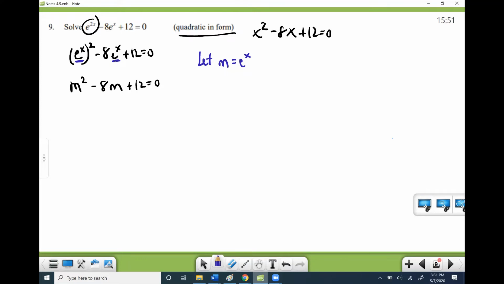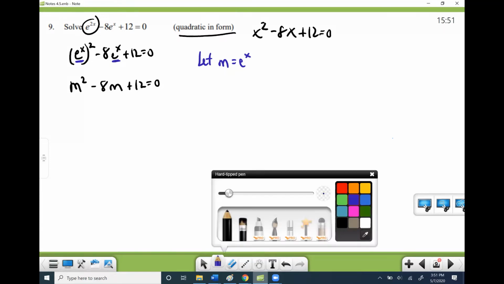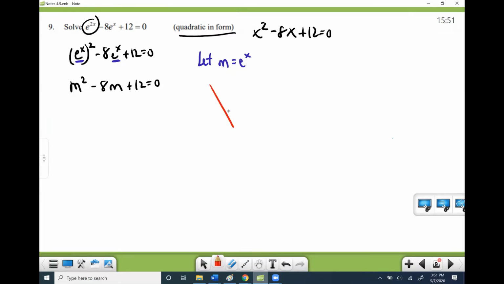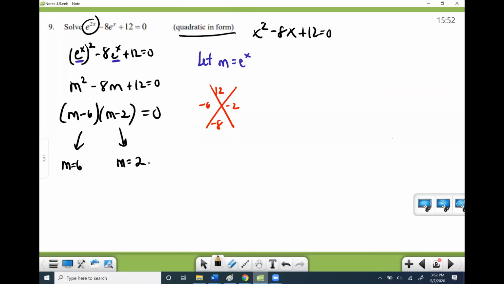Okay. And now it looks great. It's like, oh, we've been doing this forever. Factors of 12 that add up to -8. Okay, -6 and -2. Yeah, that looks like that'll work. Okay. So it's going to be m minus 6 and m minus 2 equals 0. So we got m equals 6 and m equals 2.